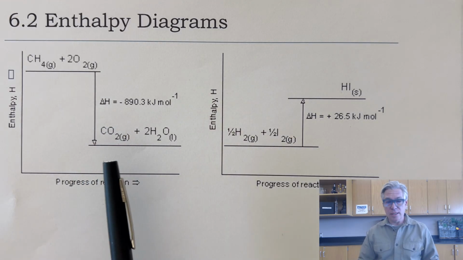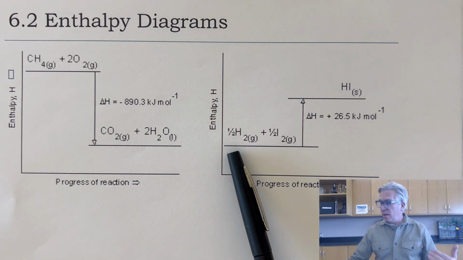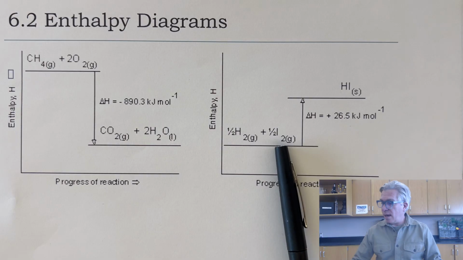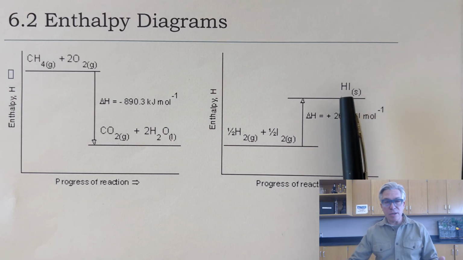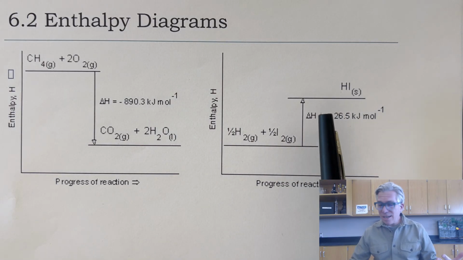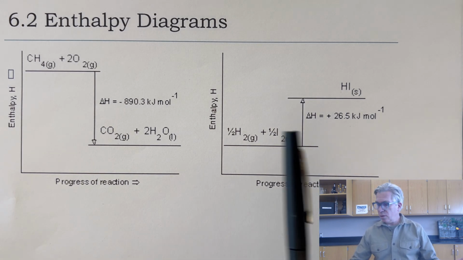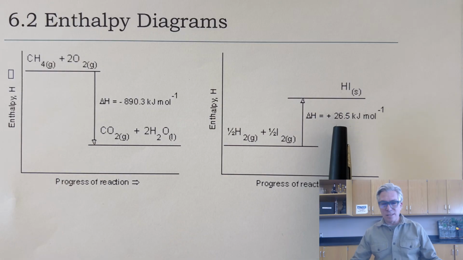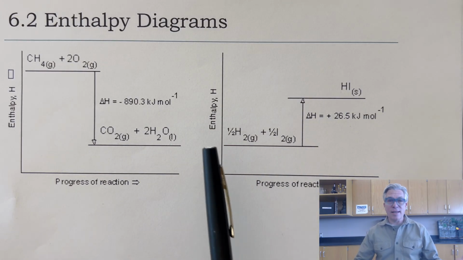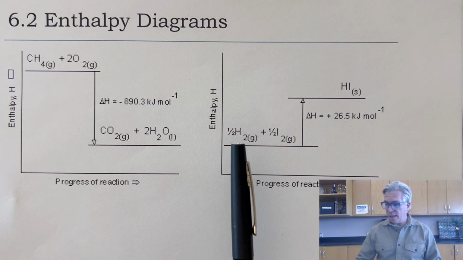So that's going downhill. Energy would be coming out. On the other hand, taking hydrogen and iodine and making the friendliest compound in the whole world actually involves absorbing some energy, 26.5 kilojoules. So notice this is 890, that's 26.5. They're almost the same size. Again, it's not meant to be to scale.